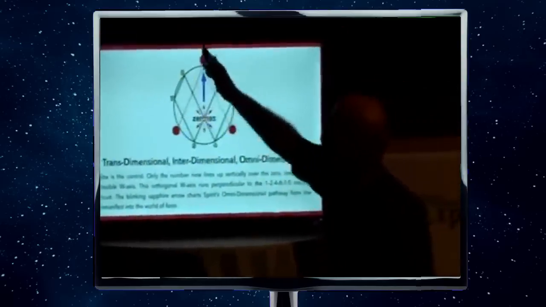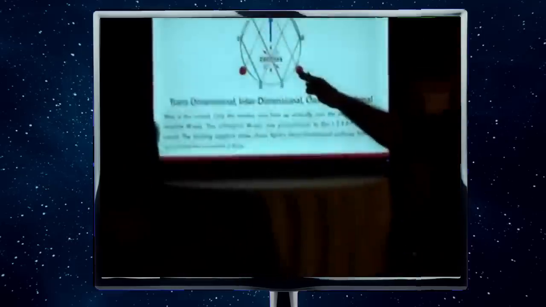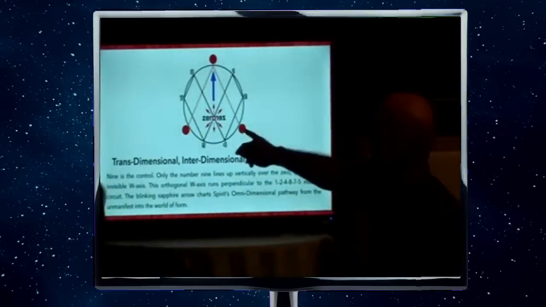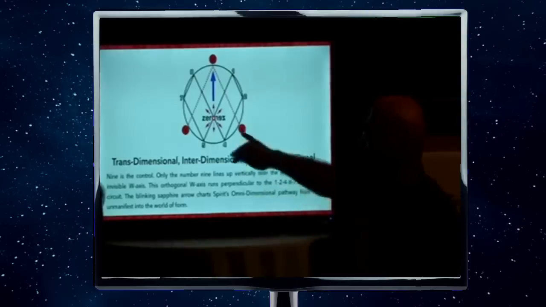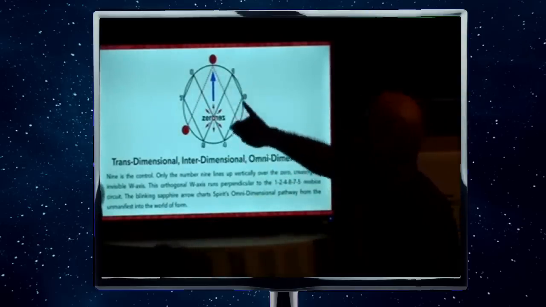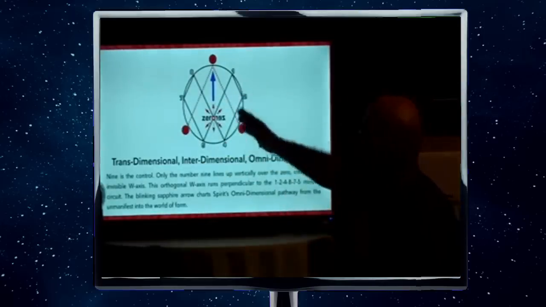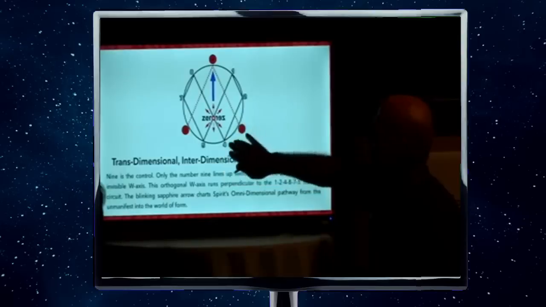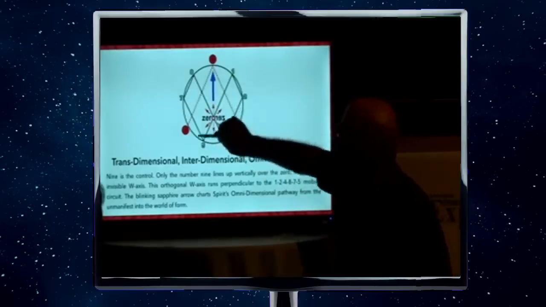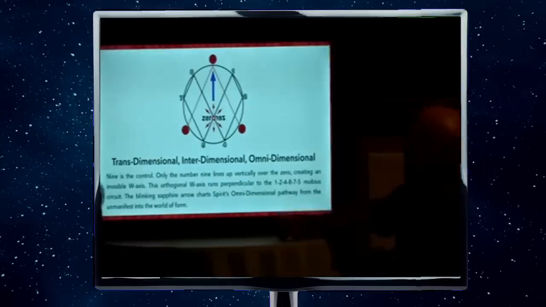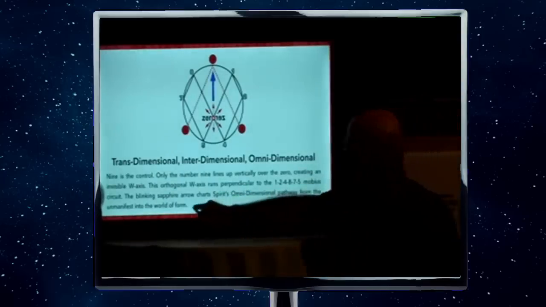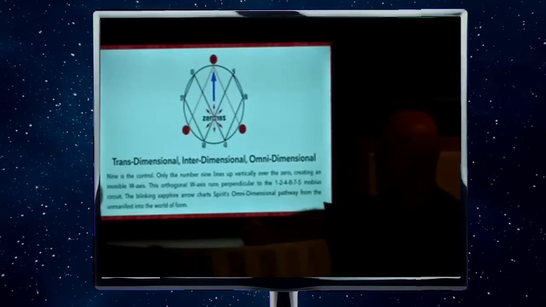It's the relation of heaven. I'm claiming this is another world. This is the relationship of heaven to our physical world. And it's amazing how our world is dependent on that world. And I will come back to this symbol. Bear in mind, you recognize there's the base 10 numbers, 1 through 9. And you see it's a right and left mirror. It's all made out of triangles. We'll come back to this. So the blinking sapphire arrow charts spirit's omnidimensional pathway from the unmanifest into the world of form. It's a very beautiful line.